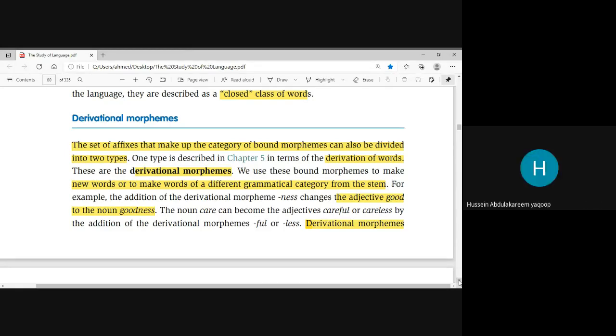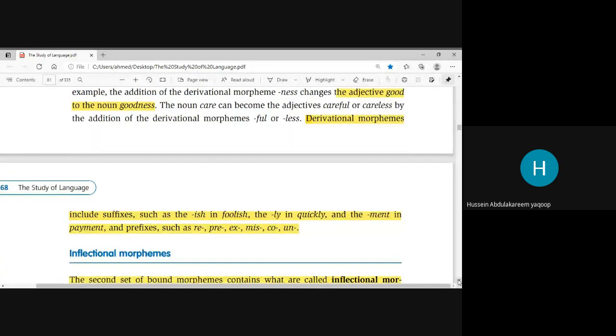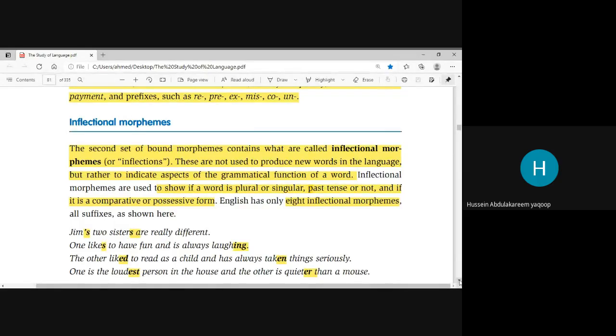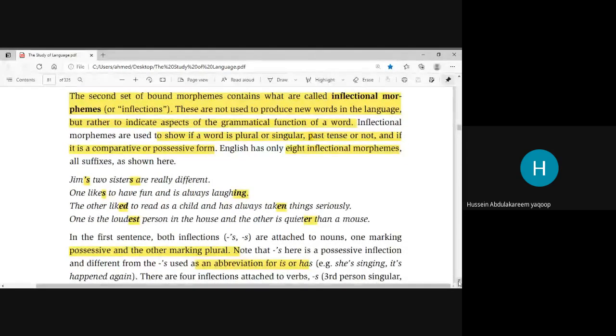Nice. So now we have the derivational morphemes. We said that we have these morphemes, which belong to the bound morphemes, and we can recognize the category of the word from these elements. Also, we have a number of examples. As you see here, we have RE, PRE, EX, and so on. Now, let's move to the inflectional morpheme. It is the second type of bound morpheme. This second set of bound morphemes contains what are called inflectional morphemes. Here, we have very clear explanations of these elements that can be added to the end of the word, or maybe before the word. Here, we have some additions that are added to the end of the word. Now, this apostrophe S, is it similar to this S or what? What do you think?